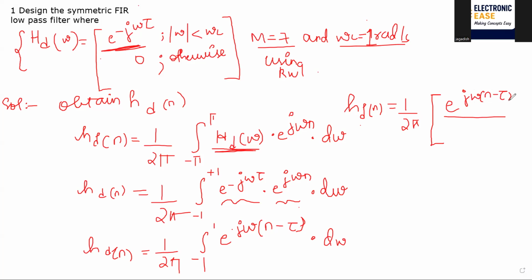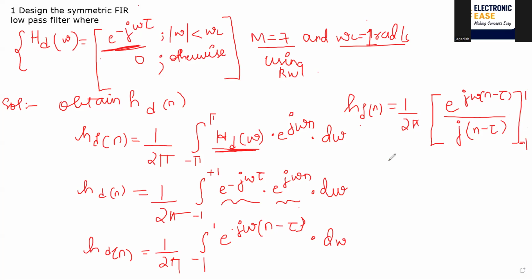That is omega into n minus, no, a value is omega, so j into n minus tau will be left over. So n minus tau, so limits is ranging from 1 to minus 1. So next what I need to do, I need to substitute the upper limit and the lower limit in the problem.